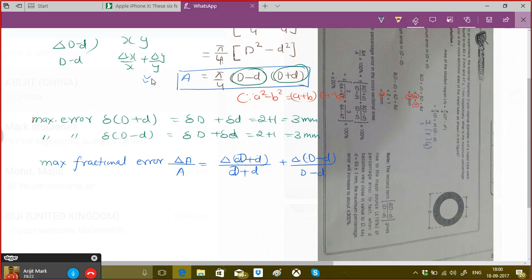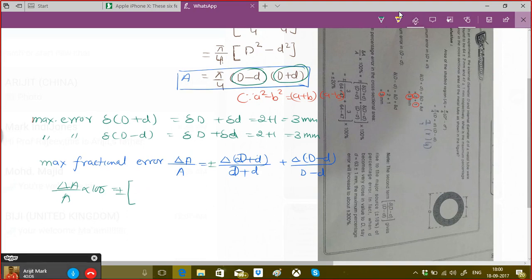Yes, hold on, I'm erasing that one. So in that way, now the maximum fractional error that you are seeing here, the percentage error, will be del A upon A times 100 equals plus or minus, will be also here, del D plus d. So del D plus d that we had calculated here, do I write that directly?